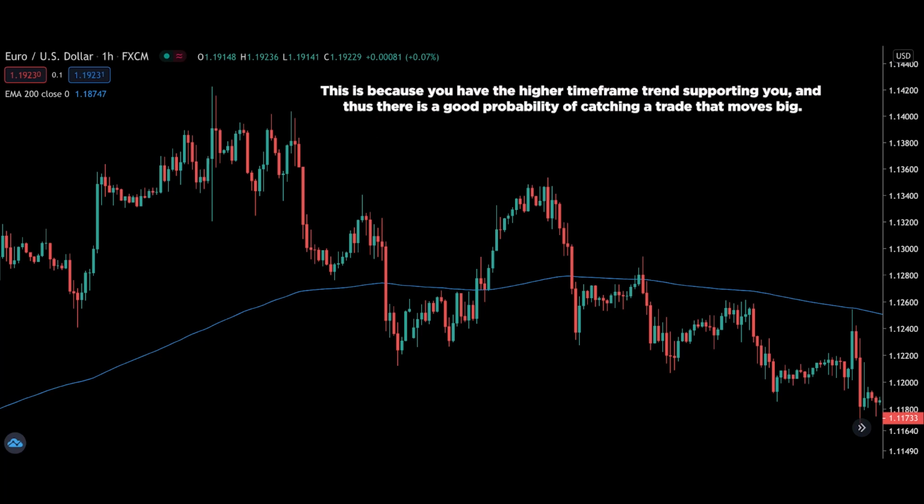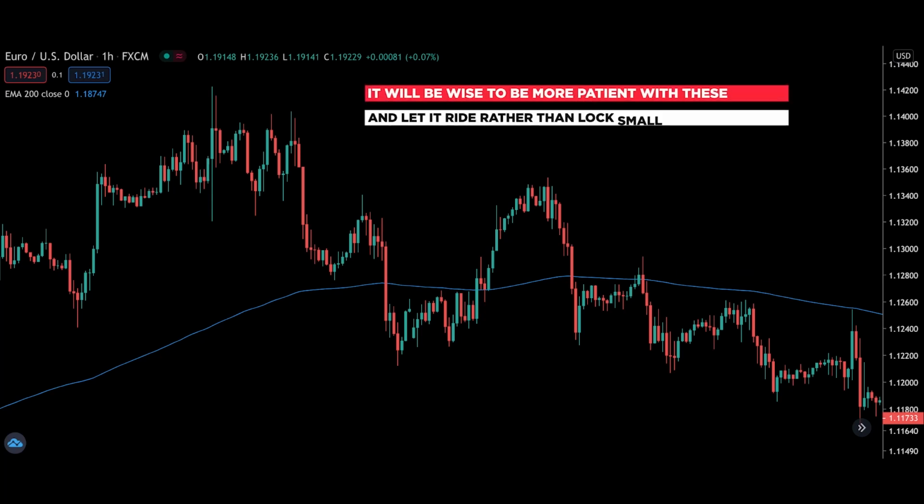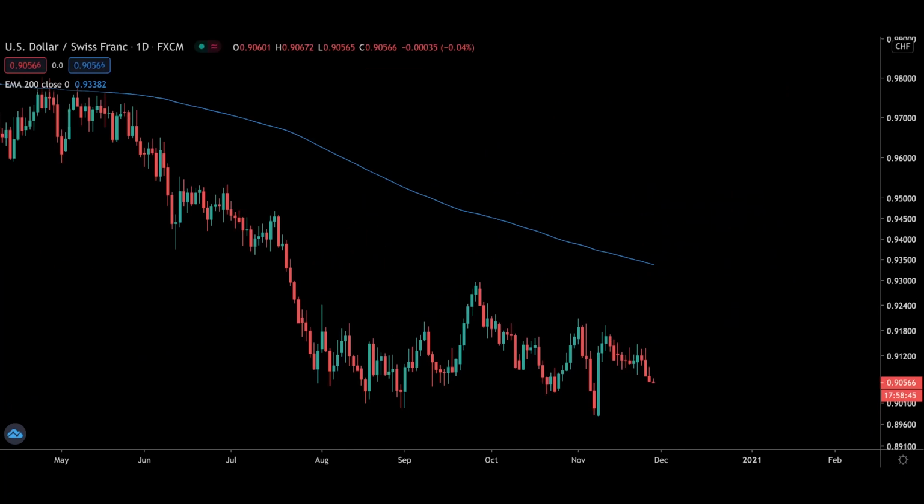This is because you have the higher timeframe trend supporting you, and thus there is a good probability of catching a trend that moves big. It will be wise to be more patient with these setups and let it ride rather than lock small profits quickly. And that's the entire strategy for you.